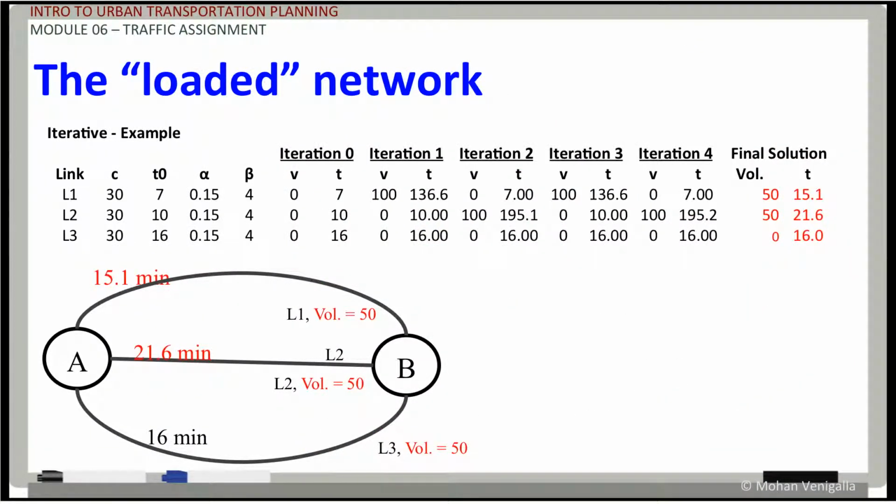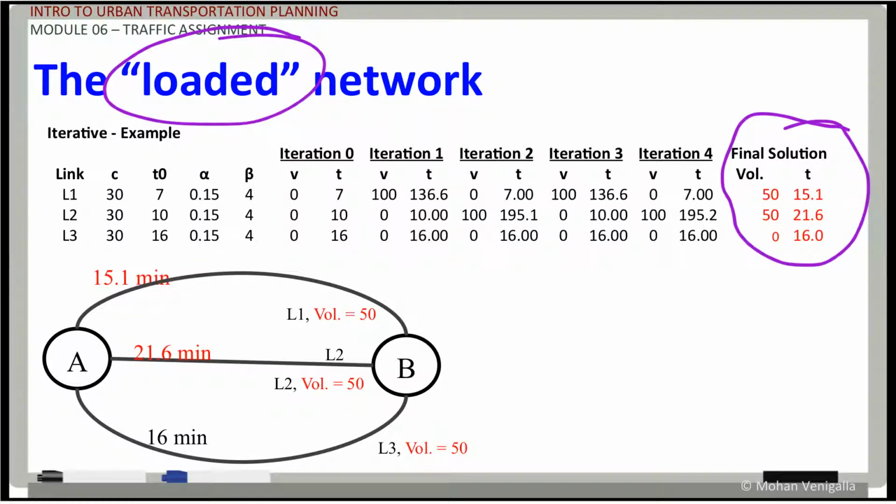So bigger picture, the fully loaded network looks like this. So everything I scribbled earlier is what is written here. So the final solution is volume on link 1 50, link 2 50, link 3 0, and travel times are computed like this. This is a tabular form of reporting and this is a map representation of the traffic volumes. You can use the thickness of the line to depict the actual volume or a color, whatever.